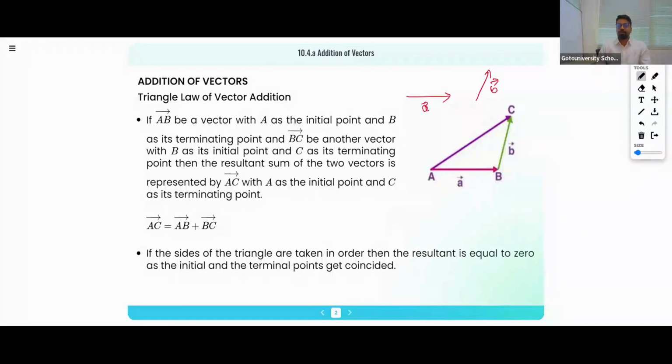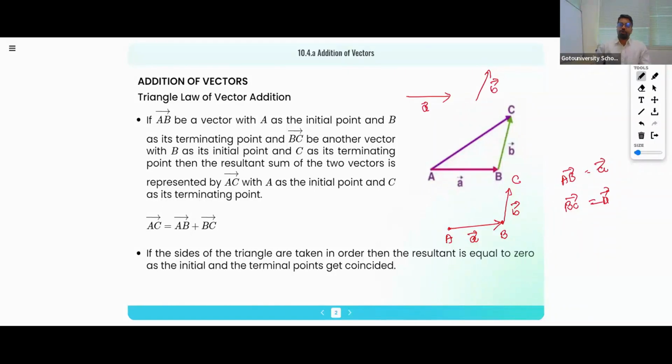So what I'm going to do is place them next to each other in such a way that the first vector I'm adding, I'll keep it here, with initial point A and terminal point B. Now place the second vector in such a way that the terminal point of the first vector becomes the initial point for the second vector B. Okay, so let me name it as BC. So now see here, vector BC is equal to vector B and vector AB is equal to vector A.